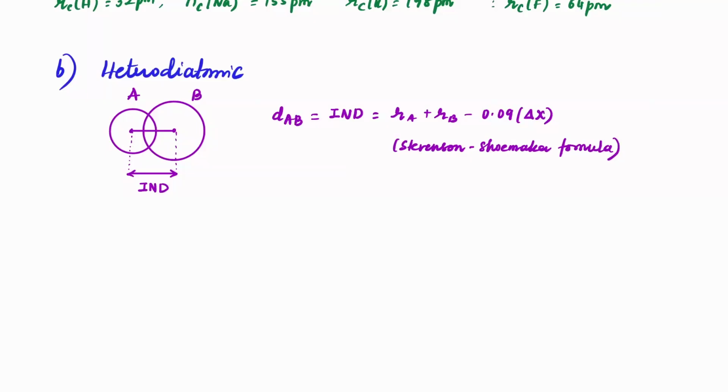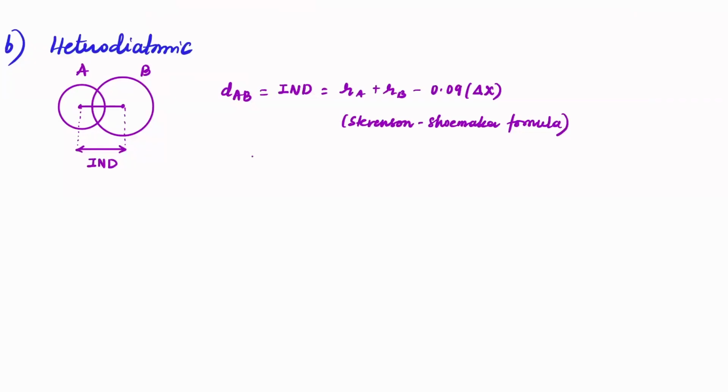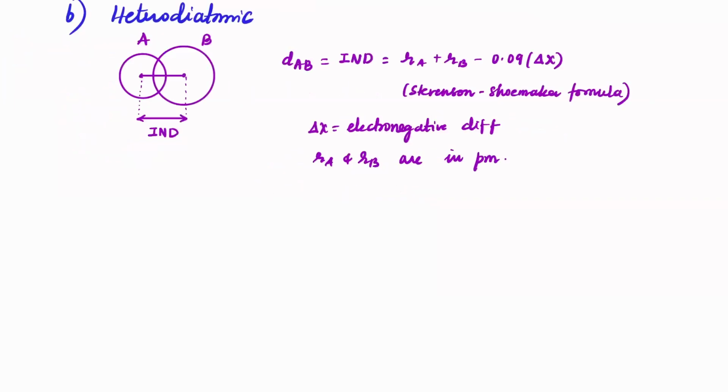But all you need to know is the electronegativity difference. So this X is the electronegativity difference, clear? And RA and RB are in picometers in this case. While calculating, it should be in picometers. The electronegativity difference is on the Pauling scale. We'll learn going ahead what the Pauling scale is, but that is what you will need to figure out.